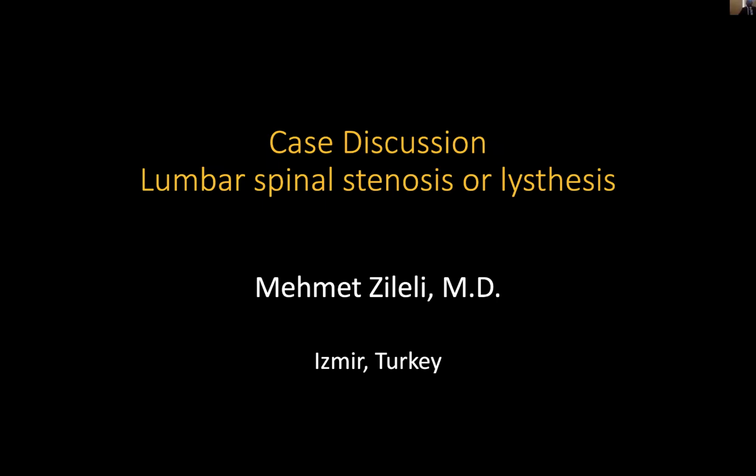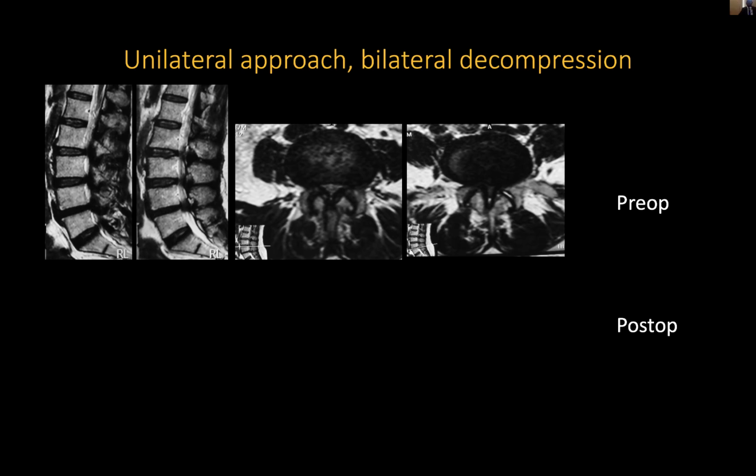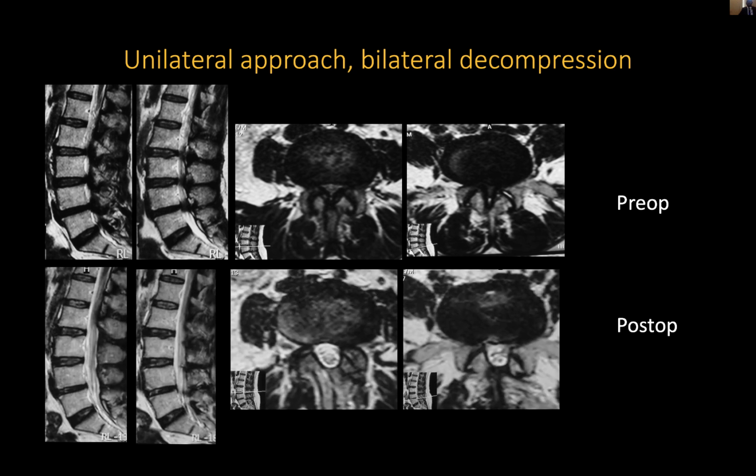So the patient was 64 years old, has neurogenic claudication at 100 meters, has no neurological deficit, no back pain. If you look at the MRIs, there is multiple level spinal stenosis here. So Zilali preferred a unilateral approach with bilateral decompression here. These are the pre-op and post-operative views of that patient, the axial views.